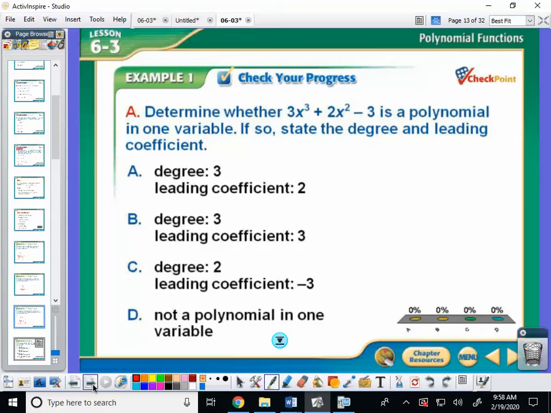Letter D, is this a polynomial? Yes. Absolutely it is. Is it a polynomial in one variable? Yes. I have x's, so it is a polynomial in one variable. What is the degree of this polynomial? And the leading coefficient is also 3.